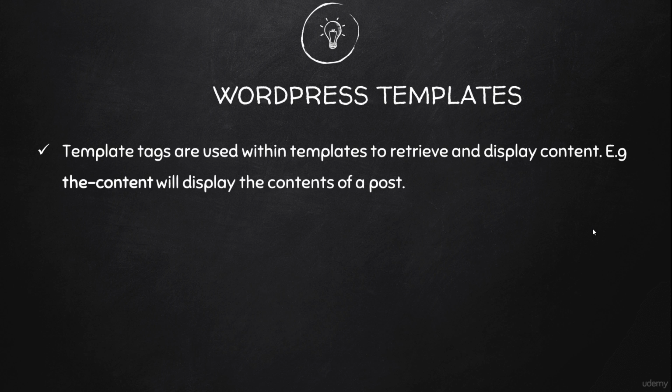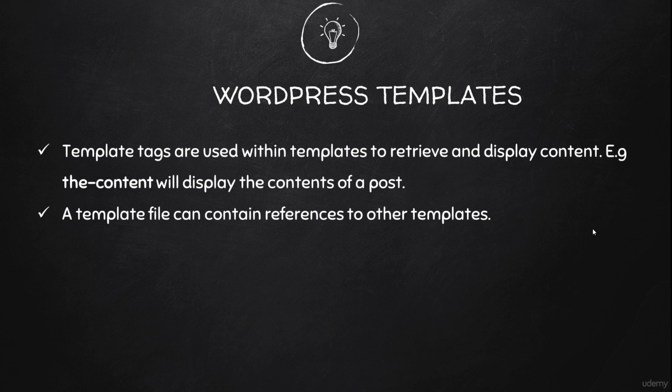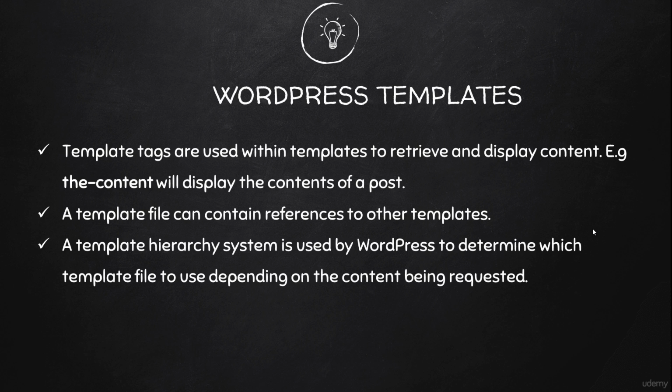An example would be the tag called the_content. When you use the_content, you will be able to retrieve and display the contents of a WordPress post. We'll of course talk a lot more about template tags as we progress. Now, a template file can also contain references and links to other templates. So for example, within your header.php file, you may have a link to the footer.php file.